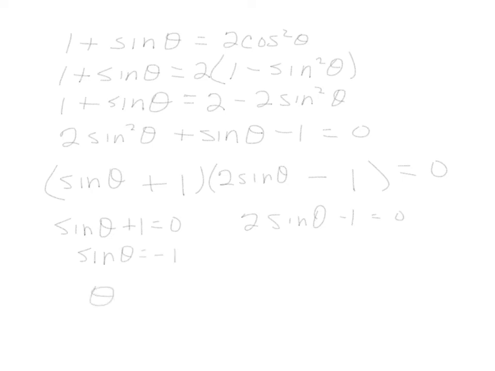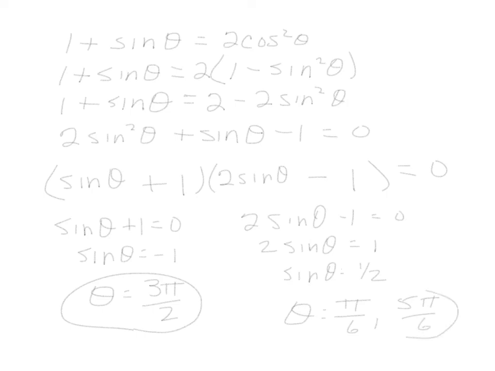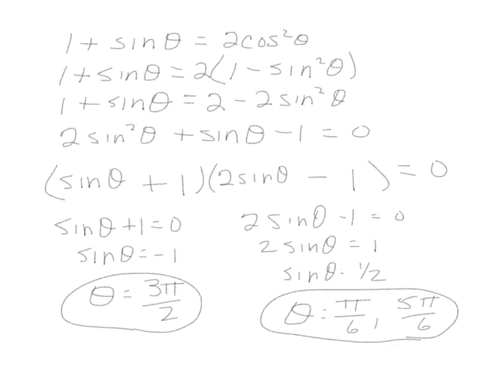On your unit circle, where does that happen? That happens at 3 pi over 2. This one, let's add 1, divide by 2. So where is sine equal to 1/2? This time it happens at pi over 6 and 5 pi over 6. So again, we ended up with 3 answers to this.